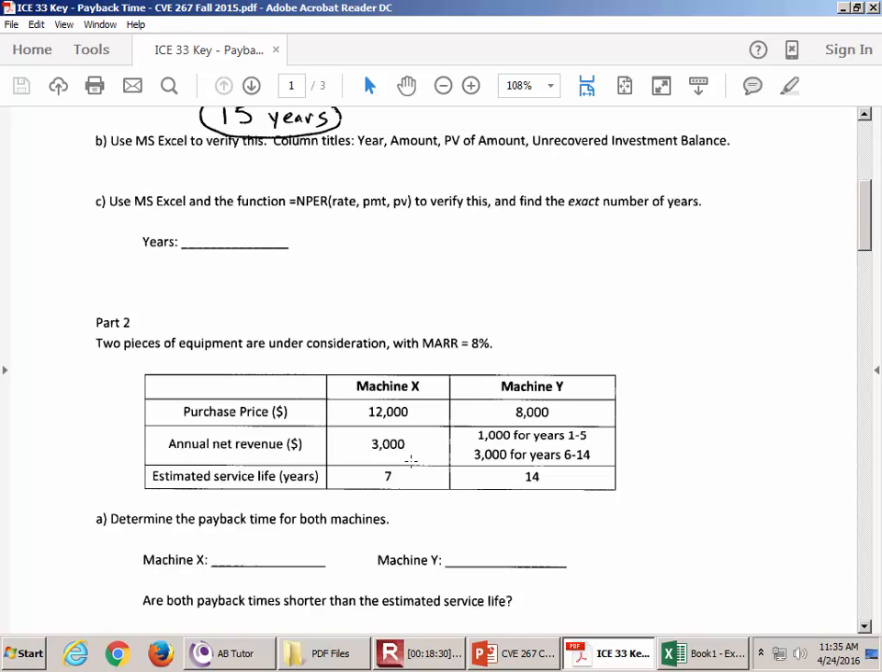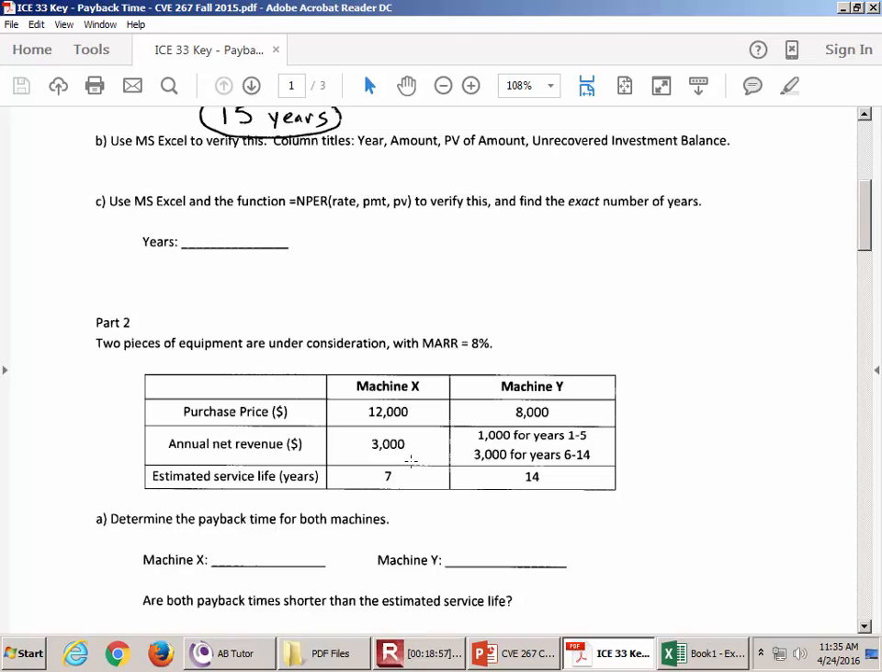If the payback is greater than the useful life. If you're still paying for the item even after it's finished and gone, then it's not going to be a good economic choice because you're not receiving more revenue after it's gone. Okay, so the issue with these two machines is the first thing, calculate the payback time only using 7 years for machine X and using 14 years for machine Y.